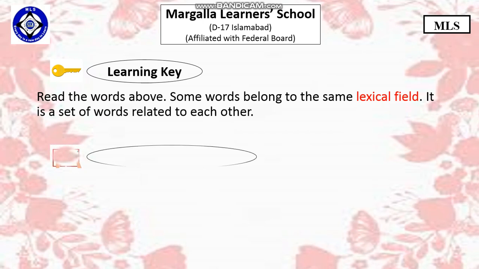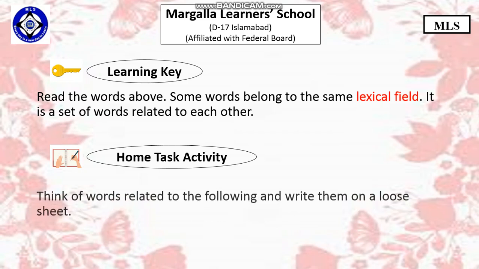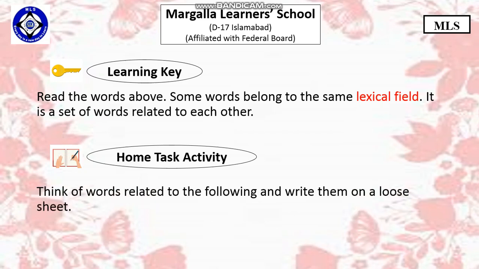Now, let's do an activity. Think of words related to the following and write them on a loose sheet. You have to think of the words that belong to or relate to school and exercise. For example, I wrote down the word students as it is related to school and running as it is related to exercise. Now, what you have to do is you have to write down 5 words related to these lexical fields.